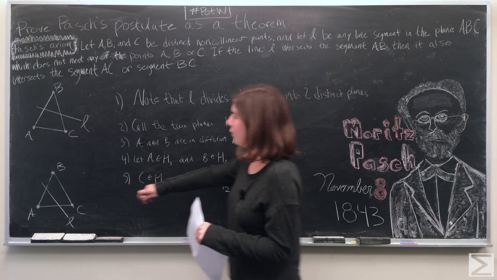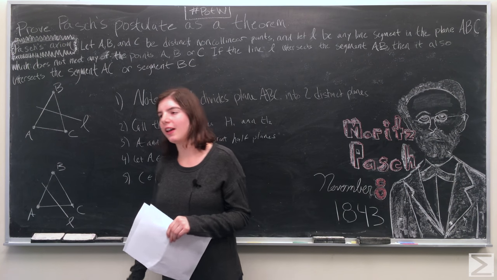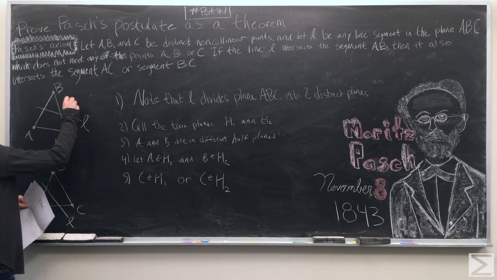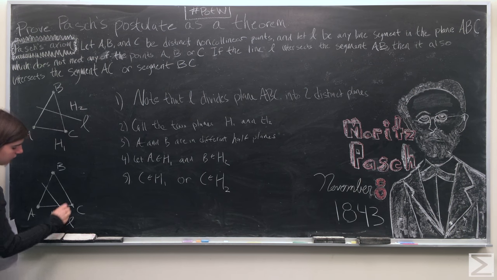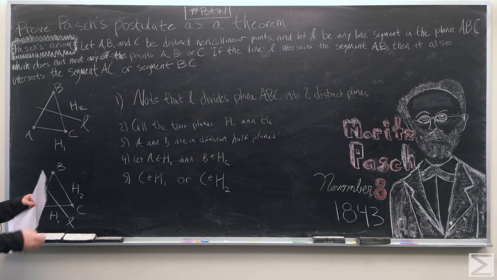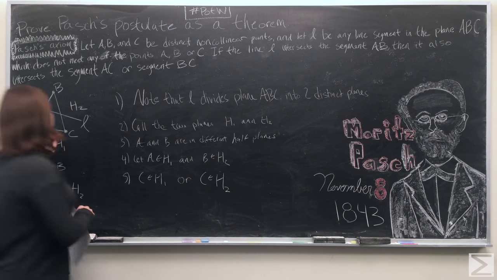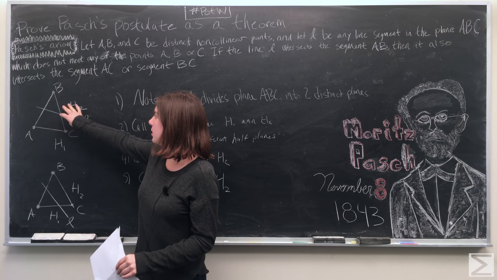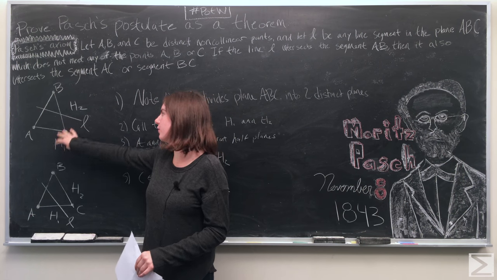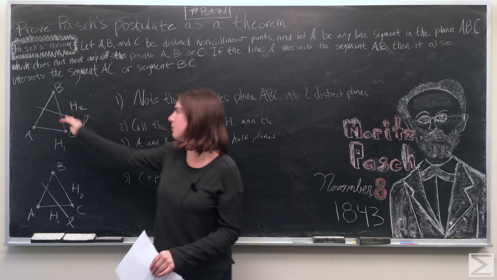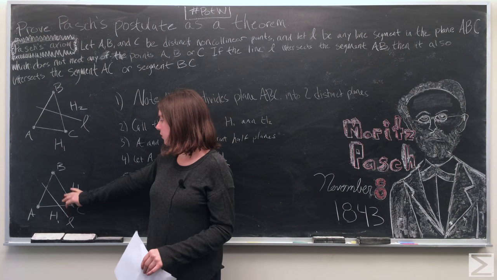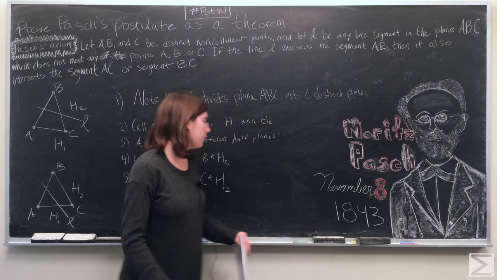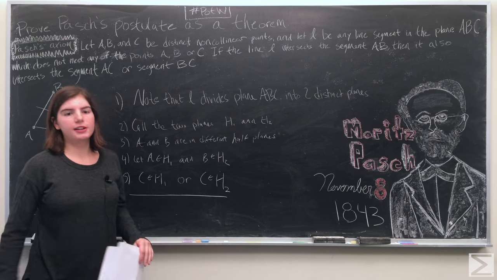So first you want to notice that L divides plane ABC into two distinct half planes, and we'll name these half planes H1 and H2. And since L passes through AB at an interior point, A and B are in two different half planes. They're not in the same one. We're going to let A be in H1 and B be in H2. And then depending on how the line goes, C is either in H1 or H2. So when we have an OR statement, this is when we break into cases.